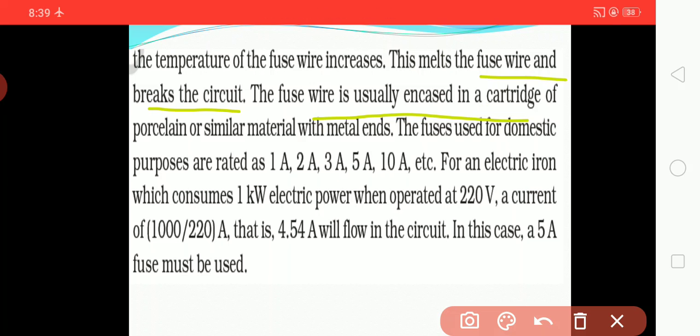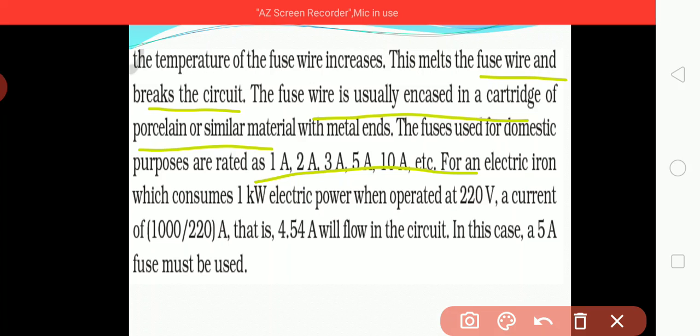cartridge of porcelain or similar material with metal ends. The fuses used for domestic purposes are rated as 1 ampere, 2 ampere, 3 ampere, 5 ampere, 10 ampere, etc., depending on the fuse capacity.